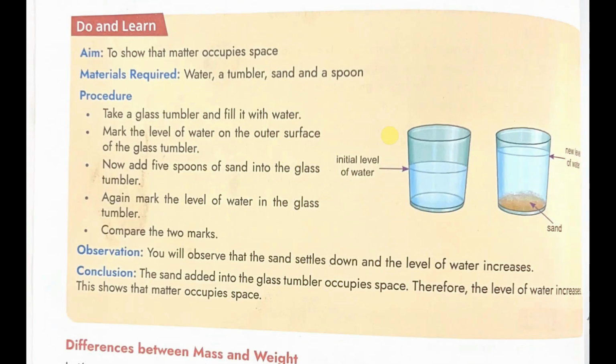Compare the two marks. You will observe that the sand settles down and the level of water increases. We can conclude that the sand added into the glass tumbler occupies space. Therefore, the level of water increases and shows that matter occupies space.